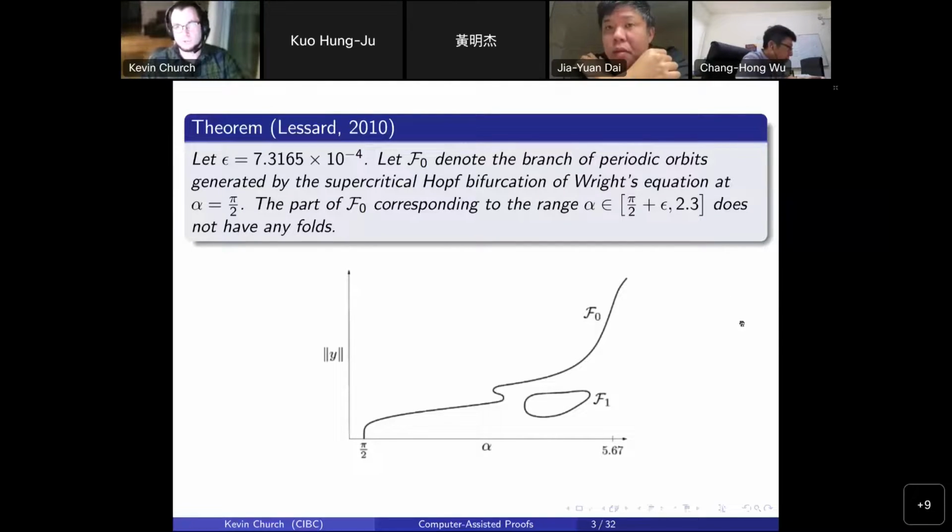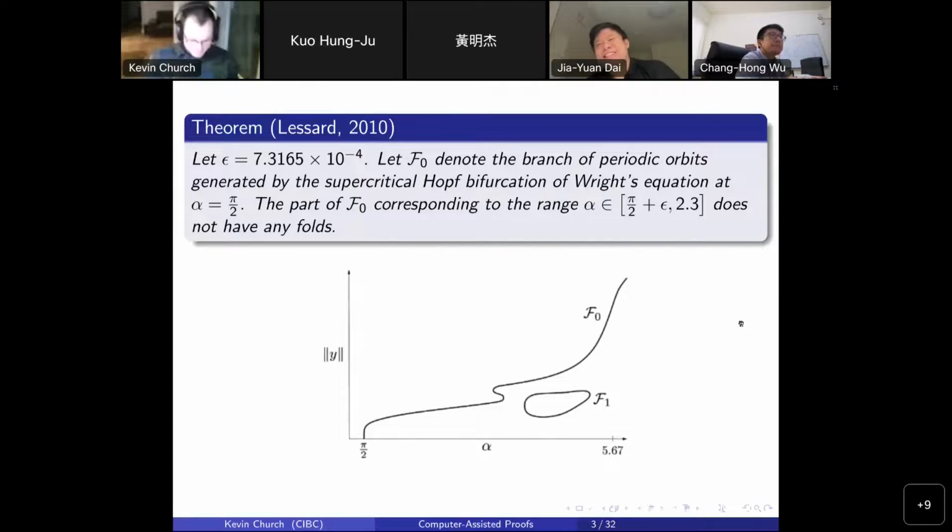So, which means that in some sense, if you increase the parameter alpha monotonically, then there's a nice one-to-one correspondence between the parameter and the periodic orbit. And I looked at the proof as much as I could, and once again, it was extremely confusing.